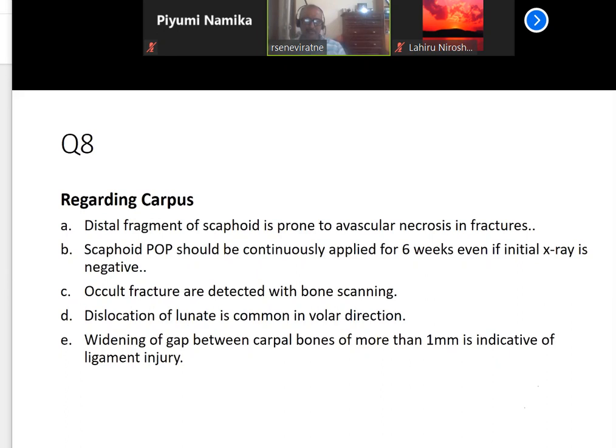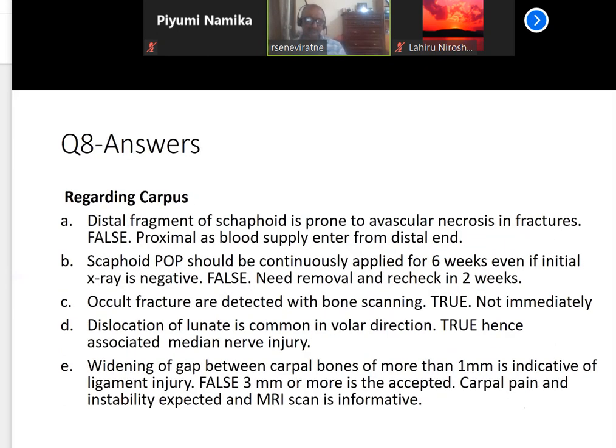Widening of gap between carpal bones of more than 1 millimeter is indicative of ligament injury. It's false. It needs to be more than that. So if we go through the answers, scaphoid, I think I gave you the 4 types of presentation or sequelae and how different management.